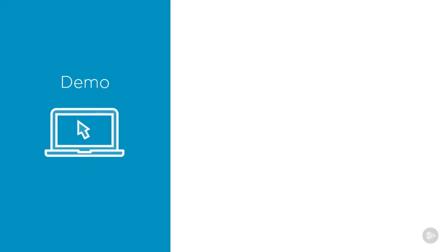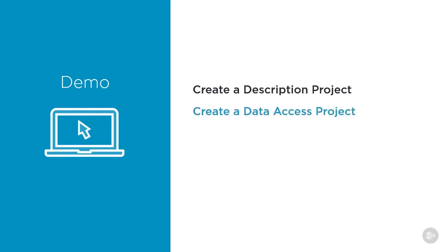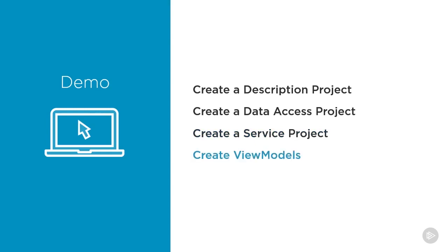In this demo, we will first create a description project where all of the modeling and interfacing will be stored. We will add a customer DTO, which will be used across the different layers. Then we will create a project for data access and create a customer data access layer. After that, we will create a service project and create a customer service layer. Finally, once that is complete, we will create view models in our forms project that consume these new layers. Let's get started.